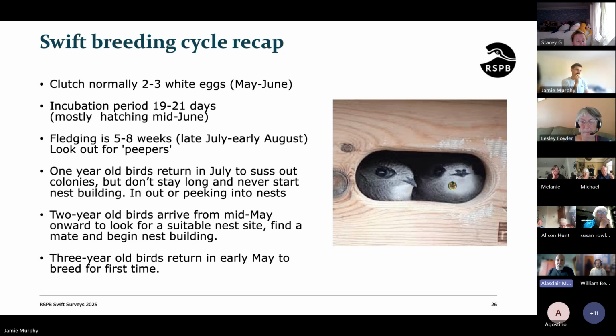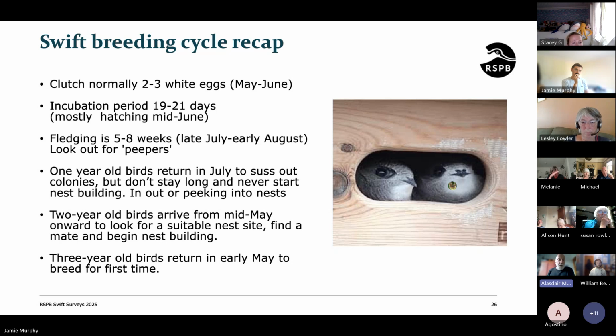The 2-year-olds arrive earlier, so they tend to turn up in about mid-May looking for a nest site for next year. And the 3-year-olds are the breeding birds that will be coming back in early May to breed for the first time. And then the older ones will come back to their traditional nest site.